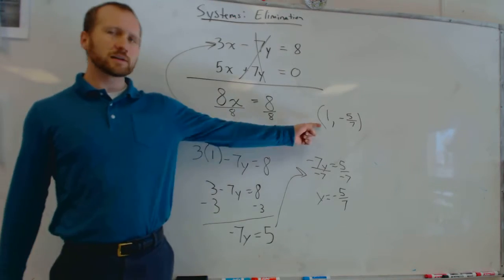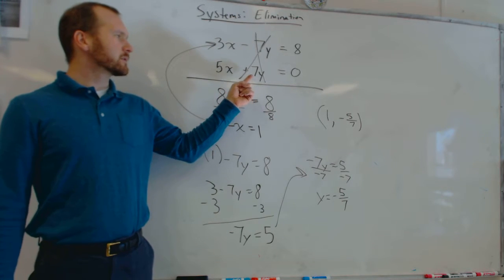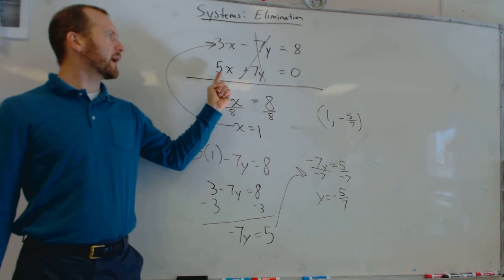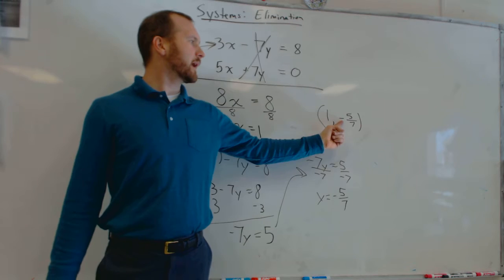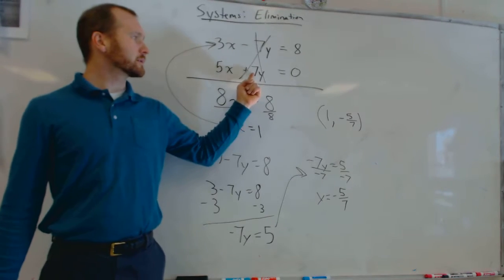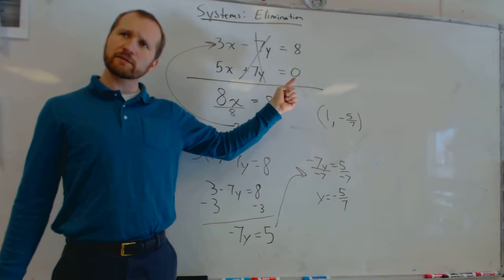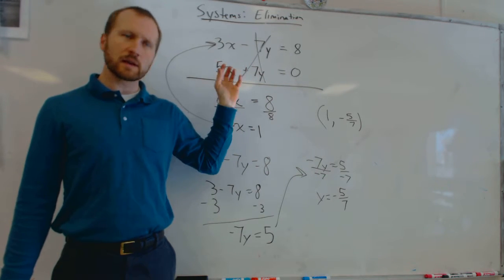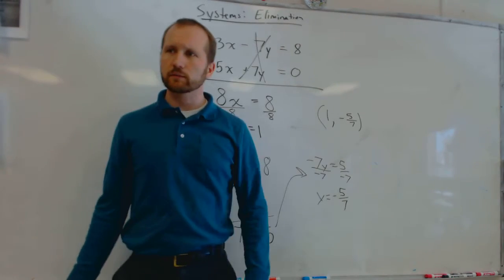It wouldn't be that hard to plug this in and check it, because I have 7y, so the 7 is going to cancel with the 7 here. So I would have 5 times 1, which is 5, plus negative 5, because the 7s would cancel, equals 0. So 5 plus negative 5 equals 0, is that true? Yeah, it is. So it would check if we wanted to do that work.